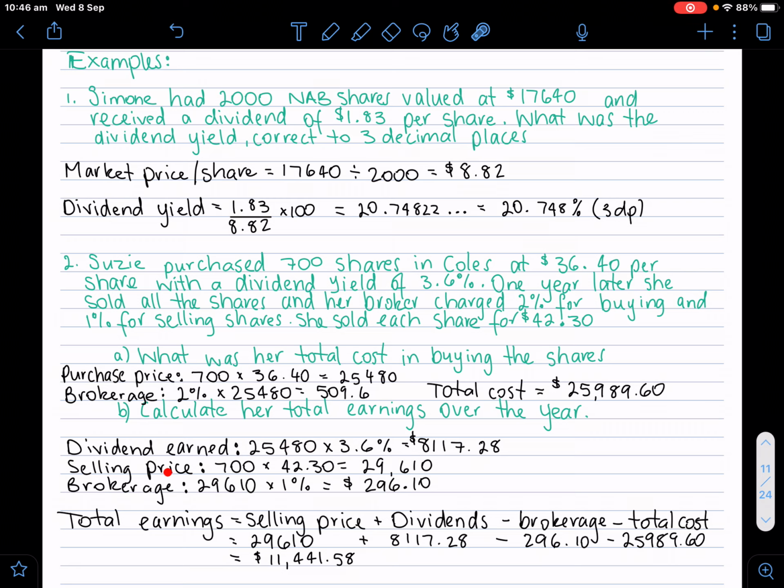Her selling price is she had 700 shares and she sold them for $42.30. So she earned the dividend and she earned how much she sold it for, but the brokerage was that much. So we have to minus that from her earnings because the broker charged her 1% to sell the shares. So her total earnings were the selling price plus the dividends minus the brokerage minus the total cost it originally cost her to do. So when we calculate all that, she earned $11,441.58.